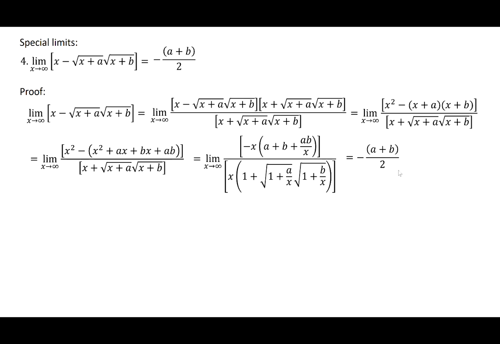Quite possibly what I would do is I would say, all right, what's the limit as x approaches infinity of x minus, and I'll give some numbers for a and b, square root of x plus 3 times square root of x plus 5? Right? You go through this process. Don't just invoke the final result and say, oh, negative of 3 plus 5 over 2, man. I would rather you work through the problem and show all the steps. Cool? Alrighty, that's it.